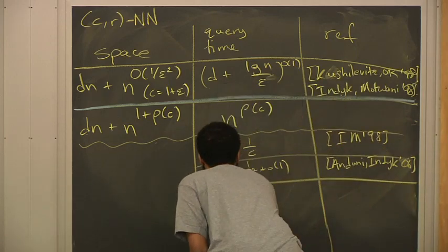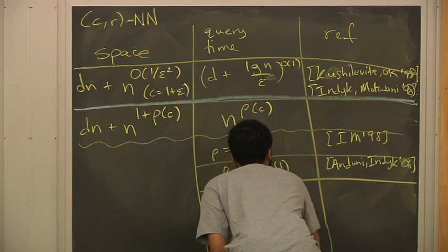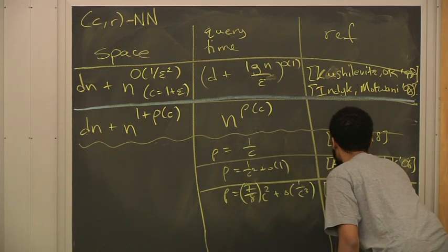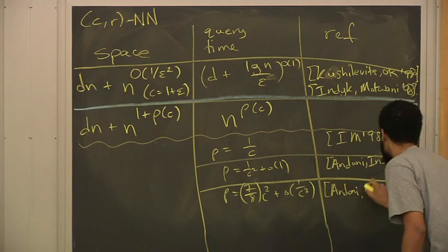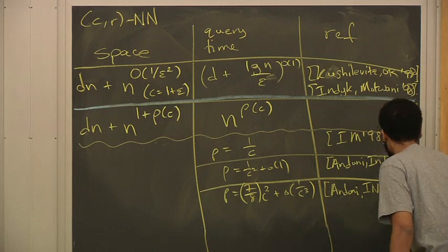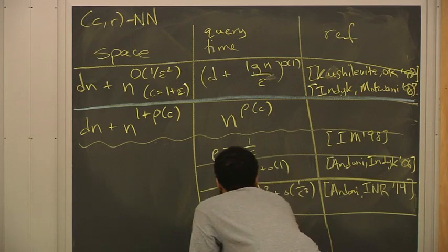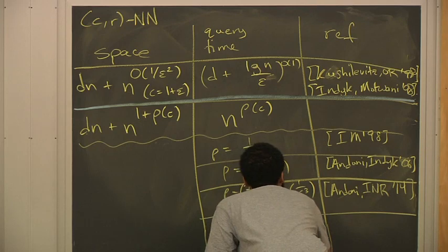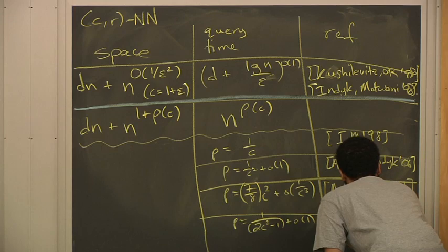You can also get something like rho being 7/8 over c squared plus o of 1 over c cubed. This is due to Andoni, Indyk, Nguyen, and Razenshteyn. I believe this was 2014. And then kind of the latest of these is rho being 1 over 2c squared minus 1 plus a little o of 1. And this is due to Andoni and Razenshteyn.